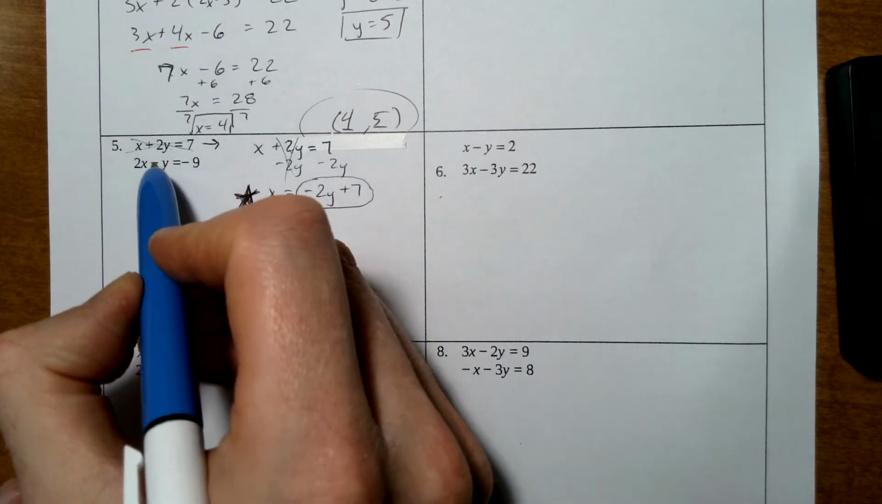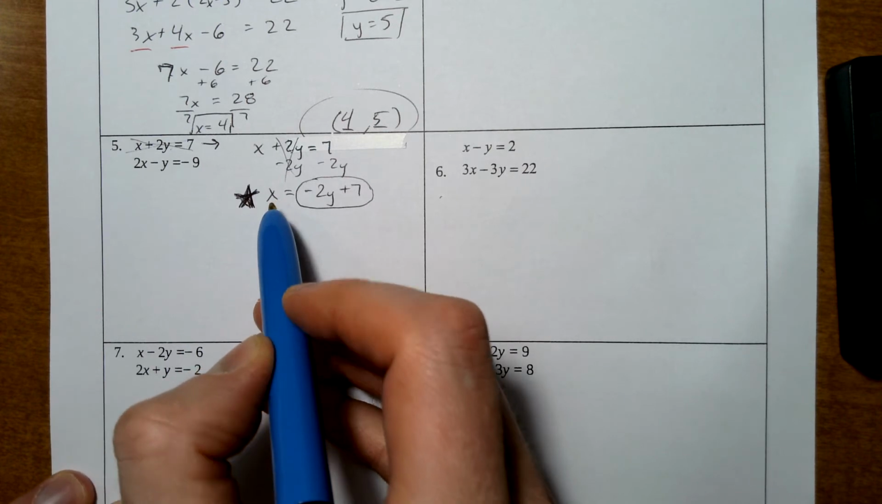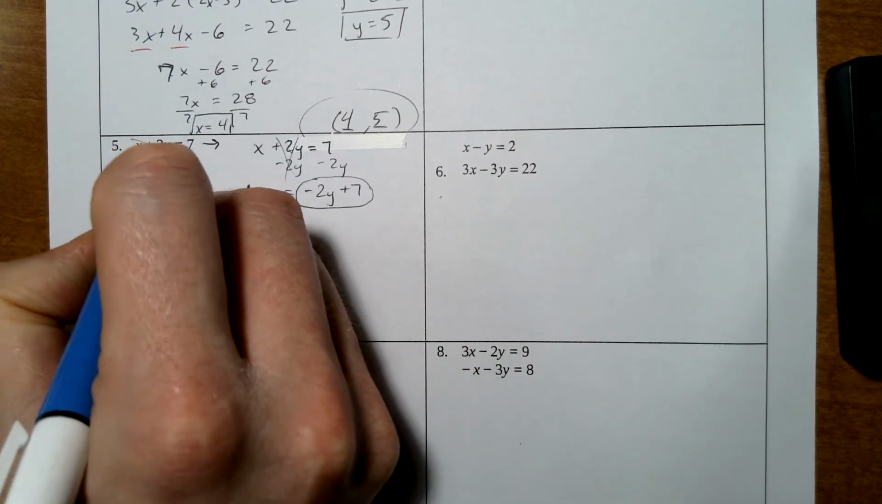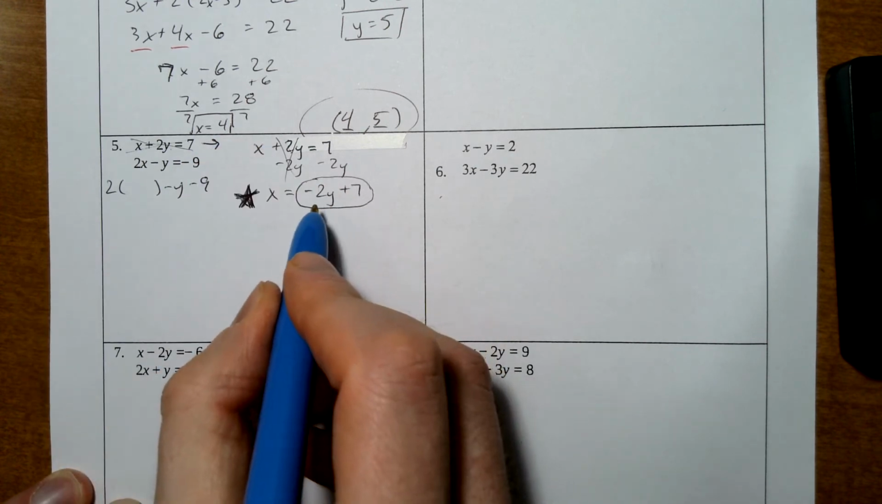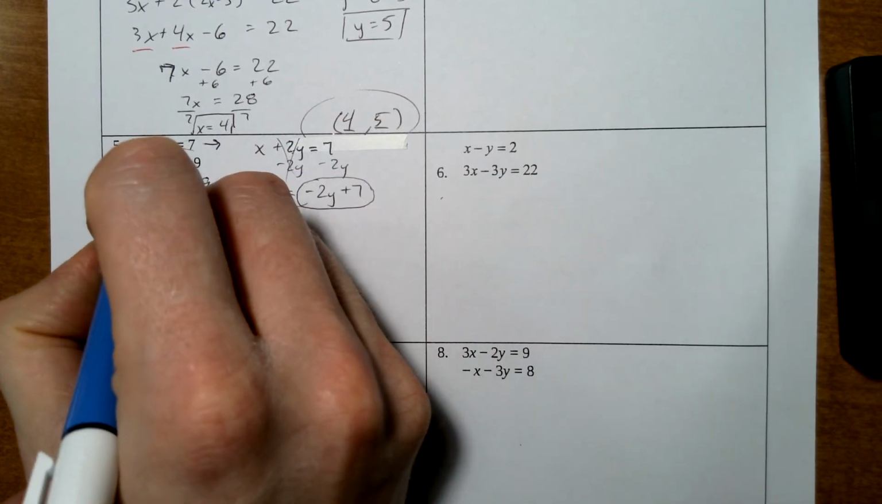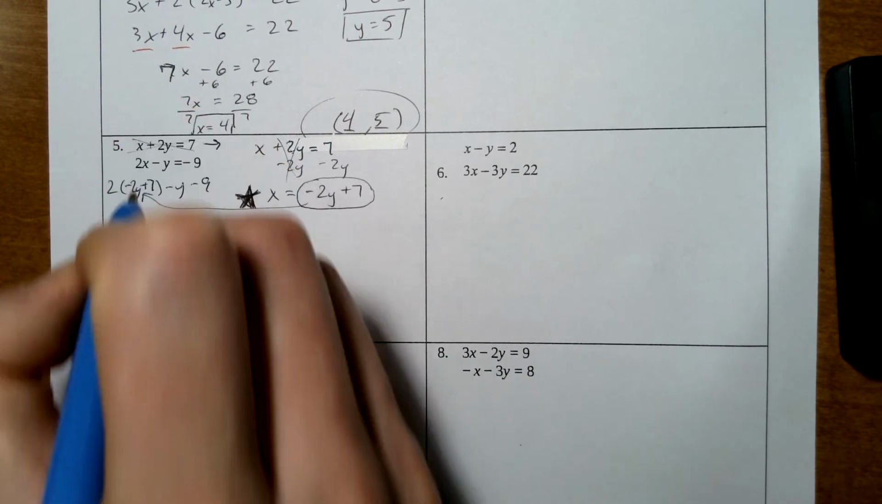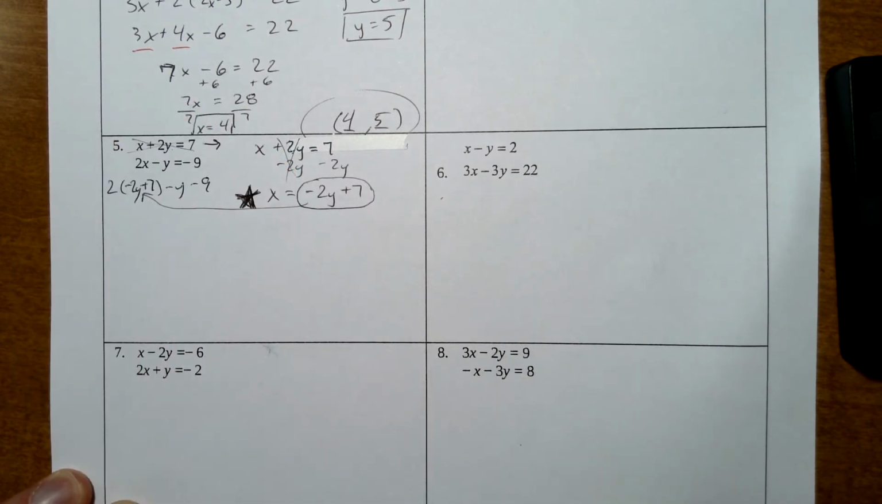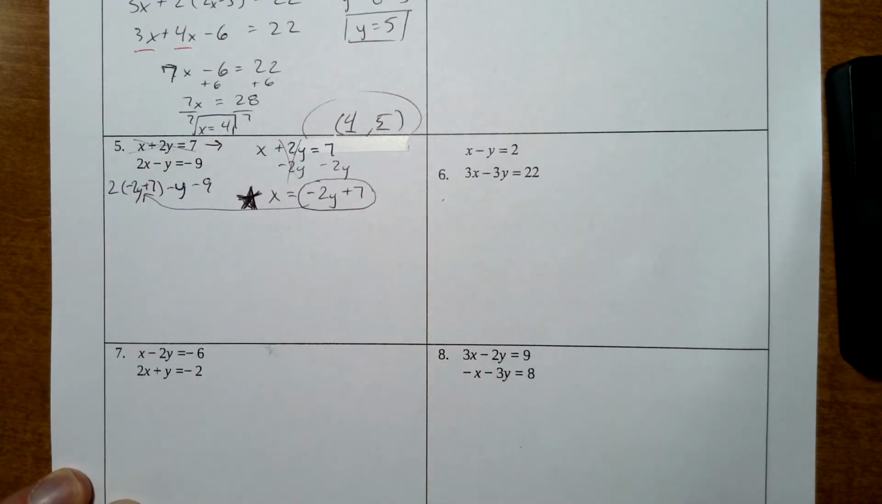And now I'm going to rewrite this equation, except where I see an x, I'm going to put parentheses. So 2 parentheses minus y minus 9. In the parentheses goes my negative 2y plus 7. And I'm sorry, I'm running out of space here, but I'm just trying to squeeze it in. Now the next thing to do is distribute, combine like terms, and solve. Distribute, combine like terms, and solve.